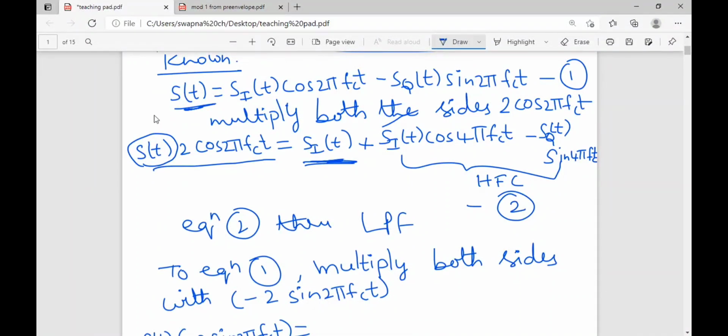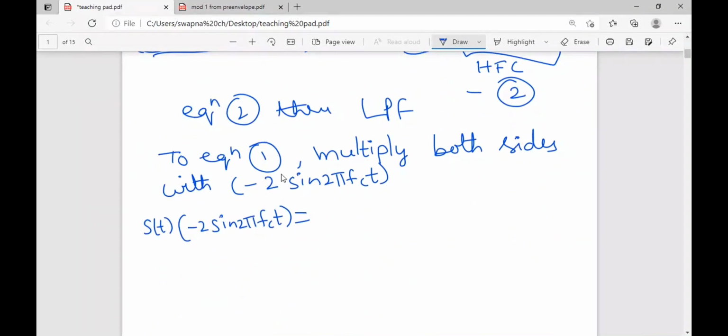So the left hand side I have multiplied with minus 2 sin 2 pi fct. In the same way, the right side also I need to multiply with minus 2 sin 2 pi fct. Okay, so it is nothing but SI of t into cos 2 pi fct minus SQ of t into sin 2 pi fct, which is already there in equation 1. To this I need to multiply with minus 2 cos 2 pi fct.